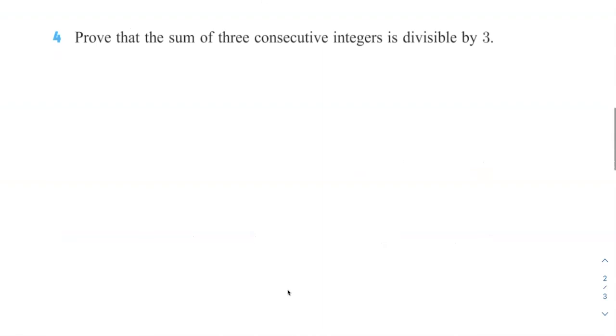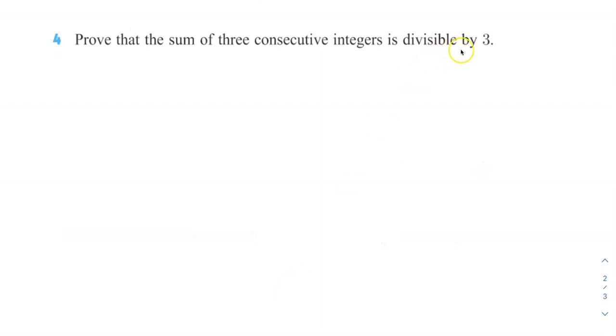Okay, let's see. Prove the sum of 3 consecutive integers is divisible by 3. Hopefully you did this a little bit in IM1 or 2 or a class before. 3 consecutive integers generally go as x, x plus 1, and x plus 2. You can play around with that a bit, like x minus 1, x, x plus 1. So there's my 3 consecutive integers.